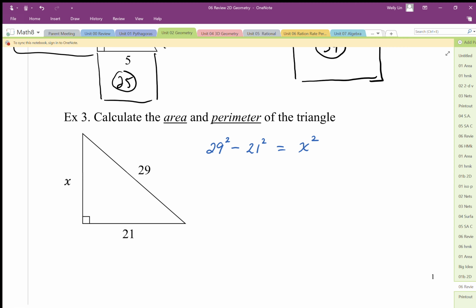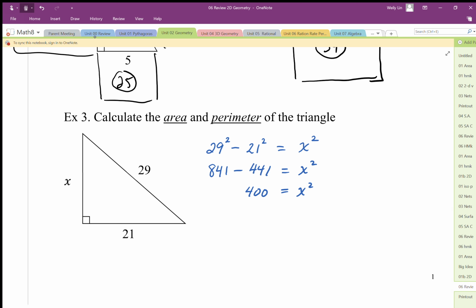Okay, so let's write this out. 29 squared is 841. 21 squared is going to be 441. That's going to be equal to x squared. We subtract those. The left side of that equation is 400 equals x squared.